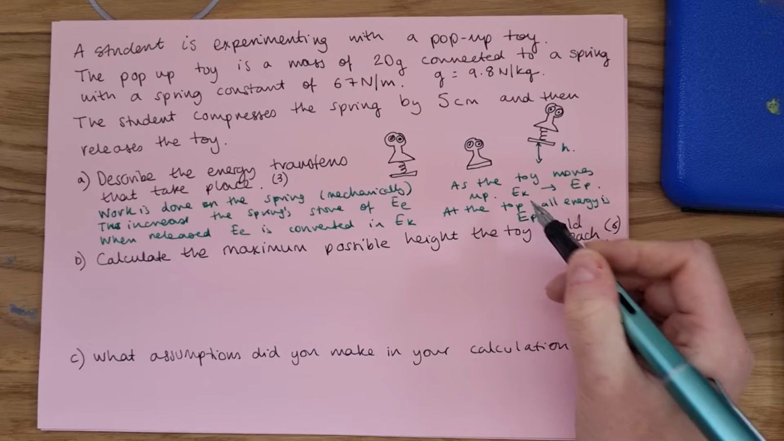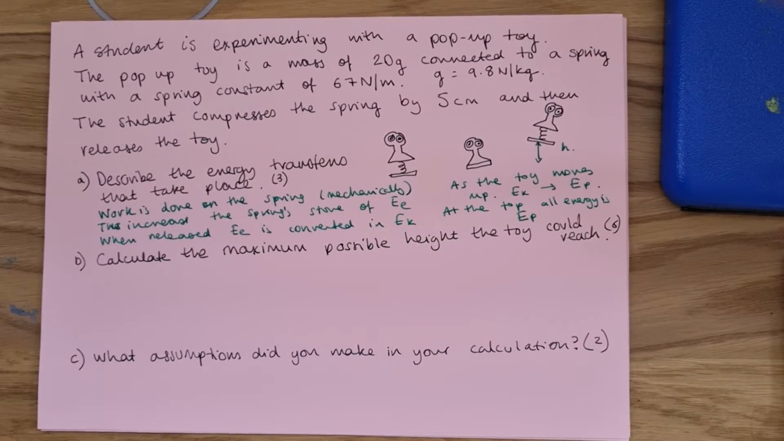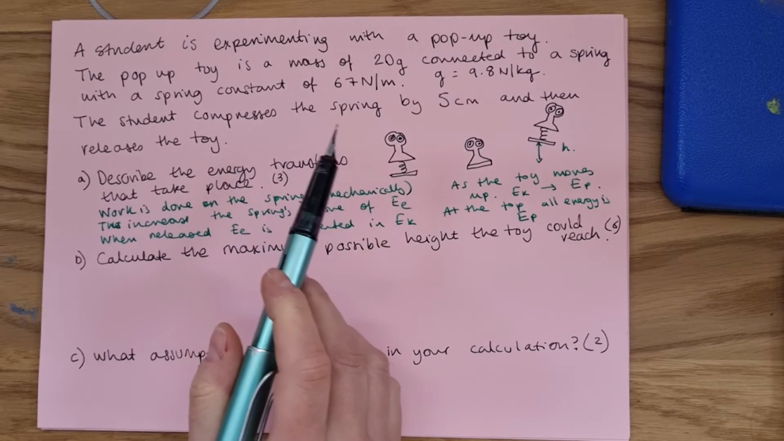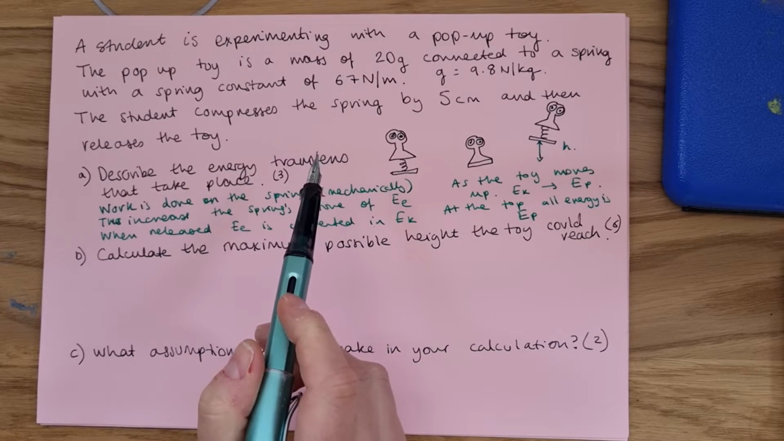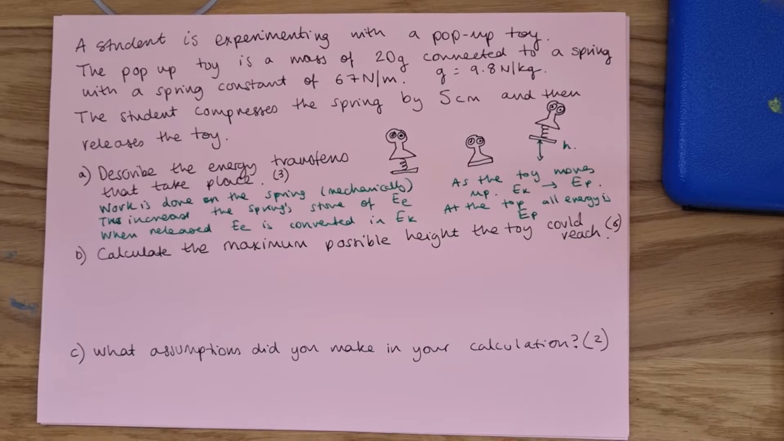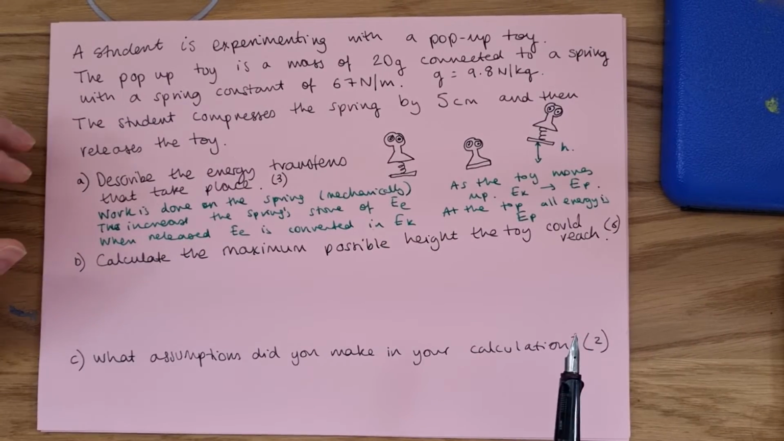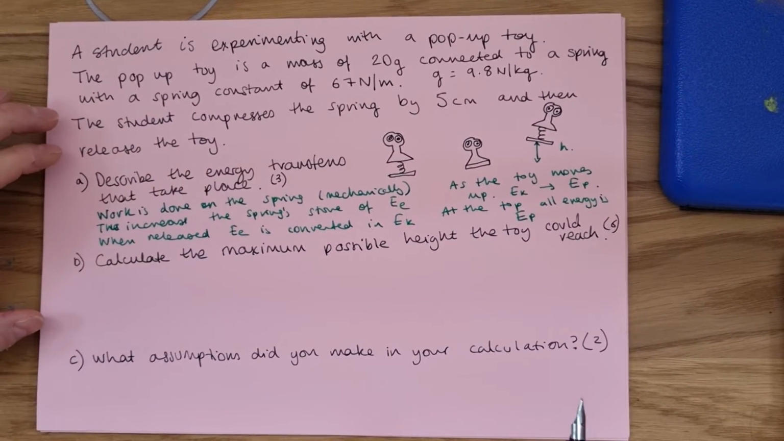EP equals mgh, EK equals half mv squared, EE equals half ke squared. I could also, I guess, if I wanted to, say that the student converts chemical energy in the student's body to compress the spring. But there's plenty to say there for 3 marks.